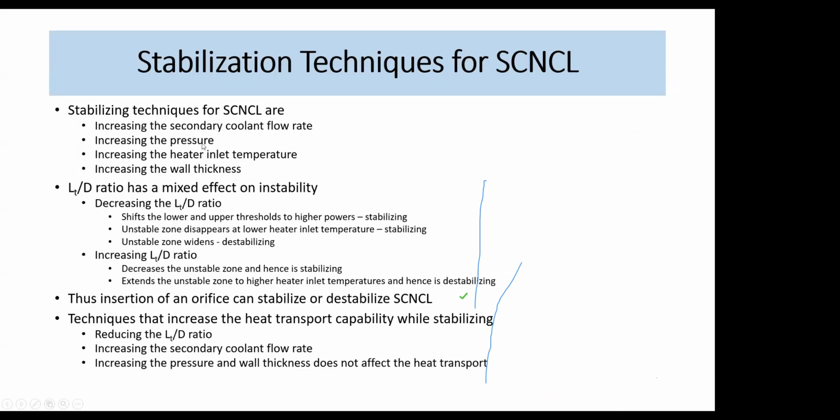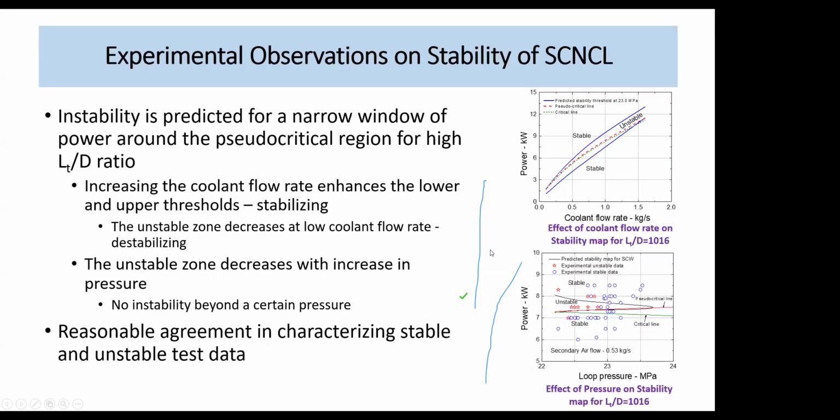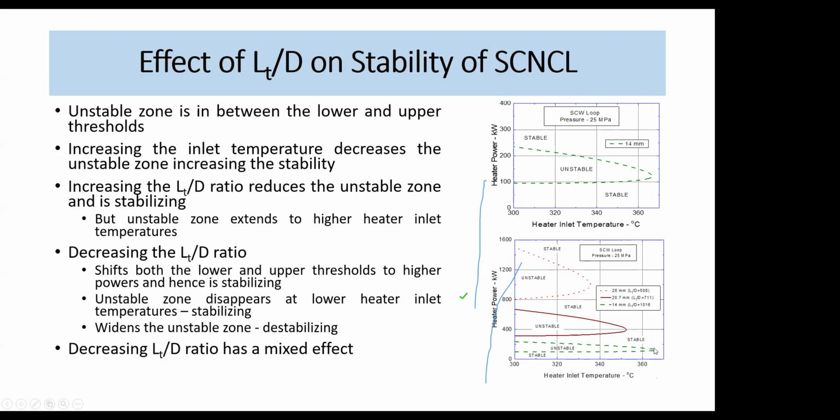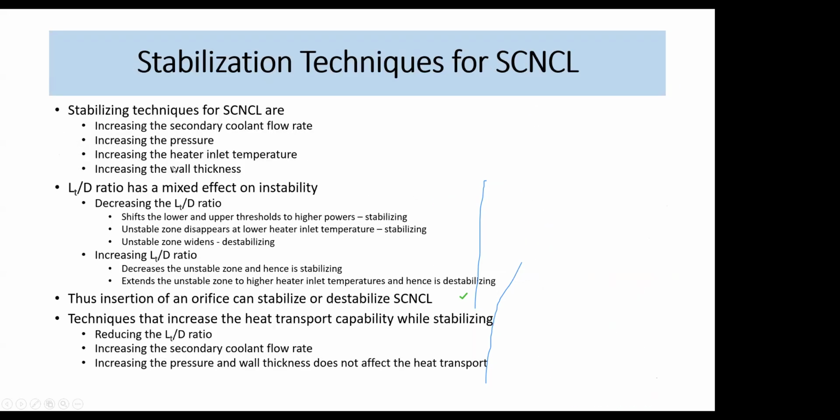So increasing the pressure is stabilizing. Increasing the heater inlet temperature is also stabilizing: if you increase the heater inlet temperature beyond a certain critical value, instability is not found. And then increasing the wall thickness, this also we found in the supercritical loop, it becomes stable if you increase the wall thickness. Then L by D has a mixed effect, we already said.